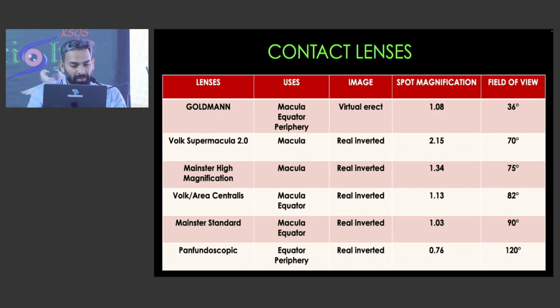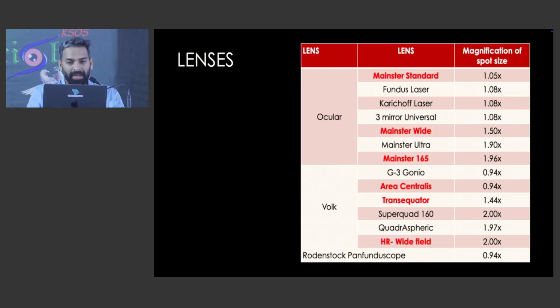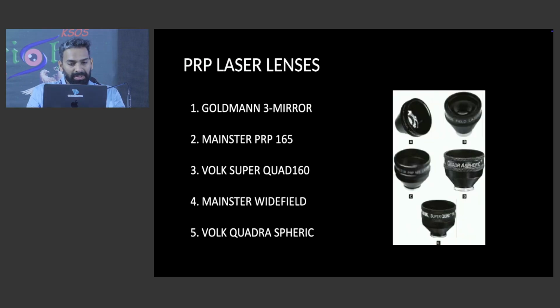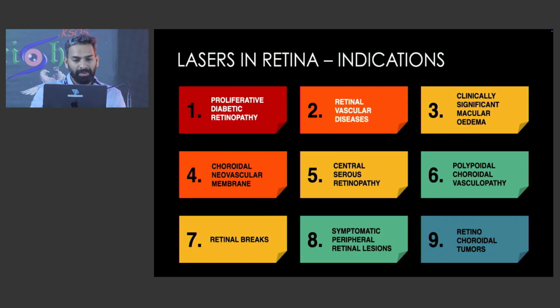Special mention to the Volk Area Centralis, which we can use for focal laser. Then we have the Mainster 160 or the Super Quad 160, which you can use for PRPs with different lasers. The Goldmann three mirror can also be used if you have that. But the Mainster PRP 165 you can use till the periphery. For focal laser to the macula, the Area Centralis and Mainster Standard can be used.